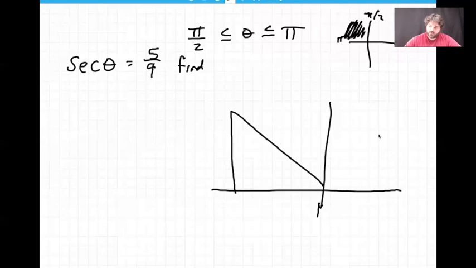Find the tangent of theta. Okay, so here we go. We label theta as the corner angle there. Remember, this is a right triangle. We've got our opposite, adjacent, and hypotenuse. So what do they tell us?